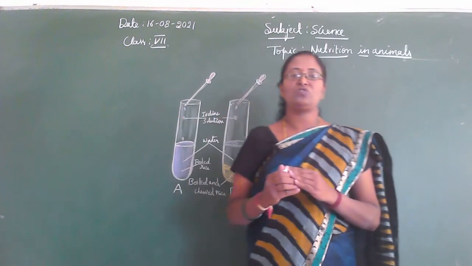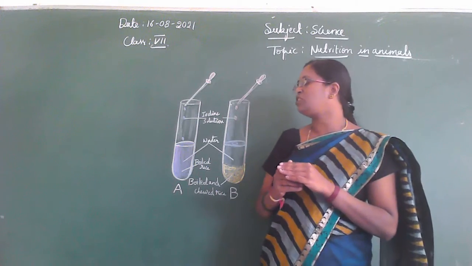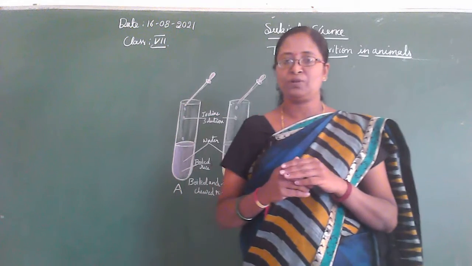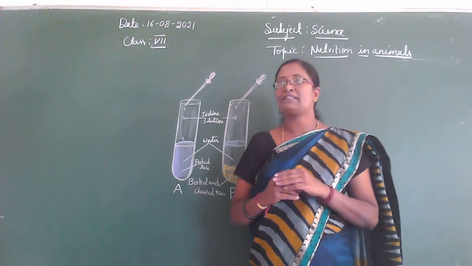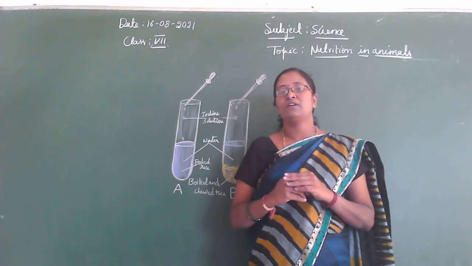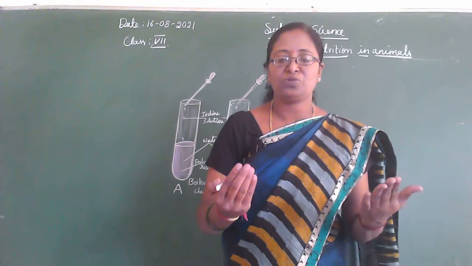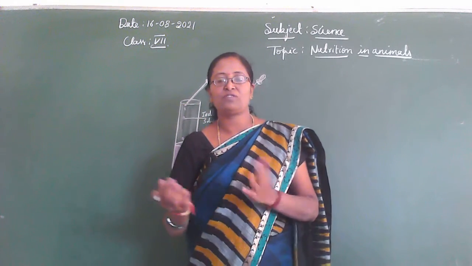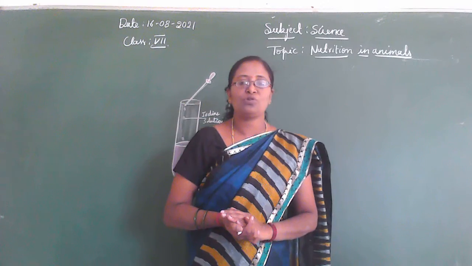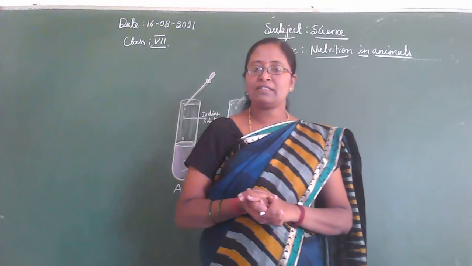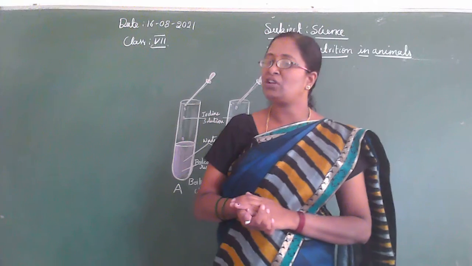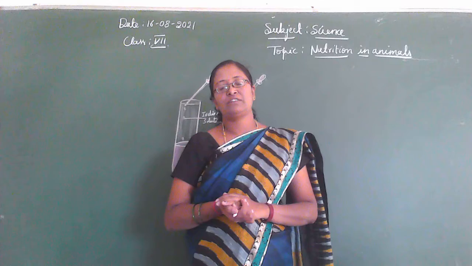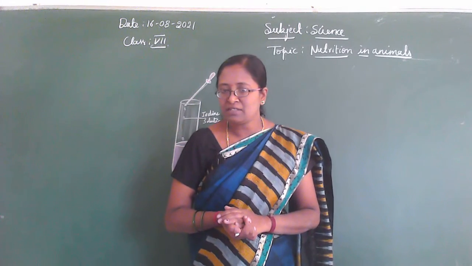First, children, to detect the presence of starch in food, we need to take two test tubes. In the previous class we learned about iodine solution. In the 6th standard we learned different tests: the test for protein, the test for starch, and the test for fat. So what materials are needed to test for starch in food? What solution is necessary to conduct the starch test? Iodine solution.